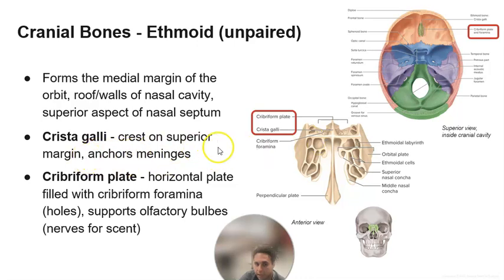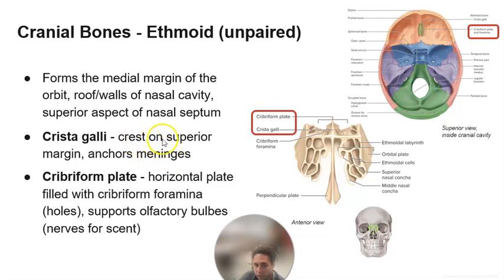When we're looking at the bone over here, you'll see the first thing is something called the crista galli. So the crista galli is this pointy part over here. So this pointy arrow that looks over here, this is called the crista galli. This is more of an anchor. This anchors the meninges. Again, the meninges are this protective membrane that protects your brain. We actually have 3 different layers of meninges. So the crista galli, this arrow looking bone structure over here, anchors the meninges.